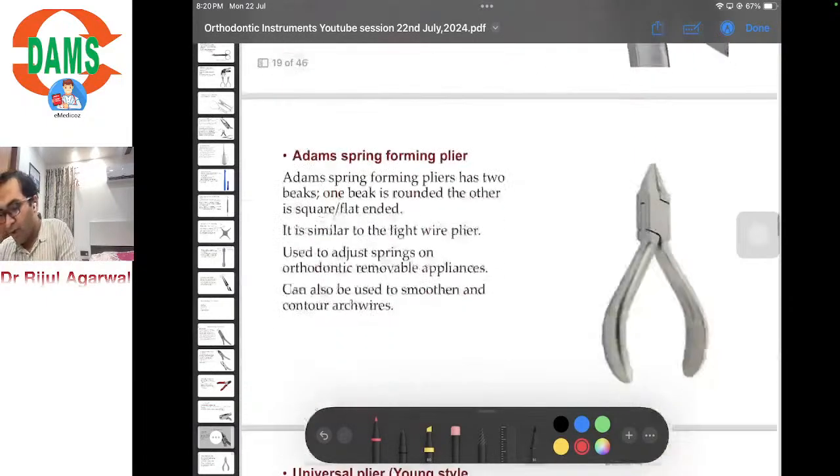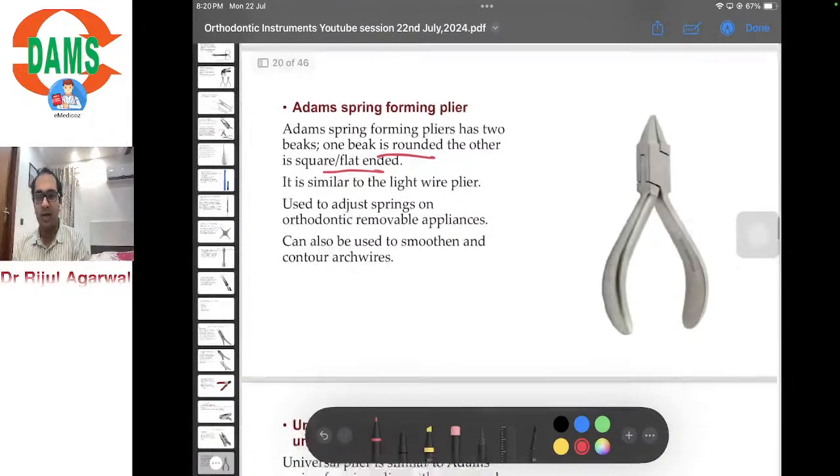Pointed beaks. Adams spring forming plier has two beaks, one beak is rounded, another is square and flat ended. So it's similar to a light wire plier used to adjust springs on orthodontic removable appliances and to smoothen and contour arch wires. So this is the Adams spring forming plier.